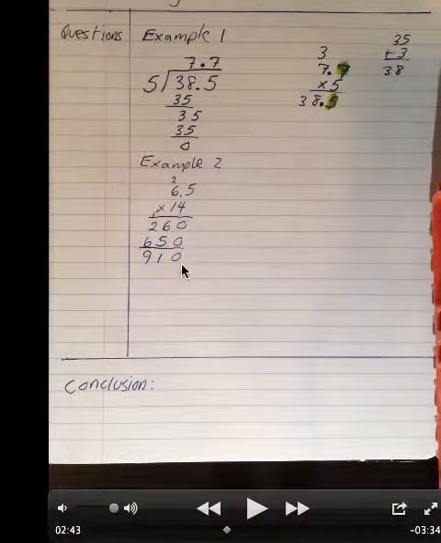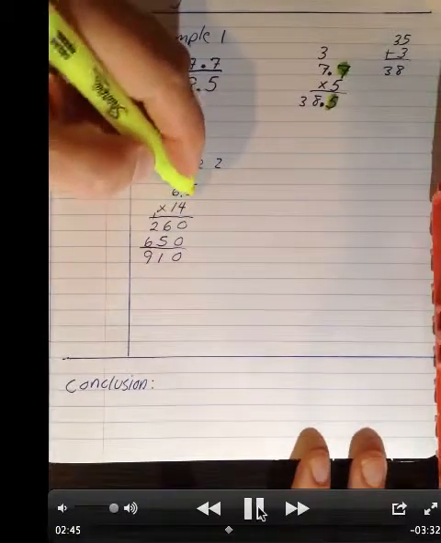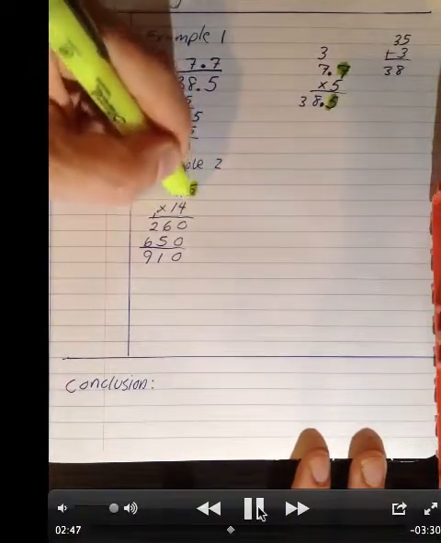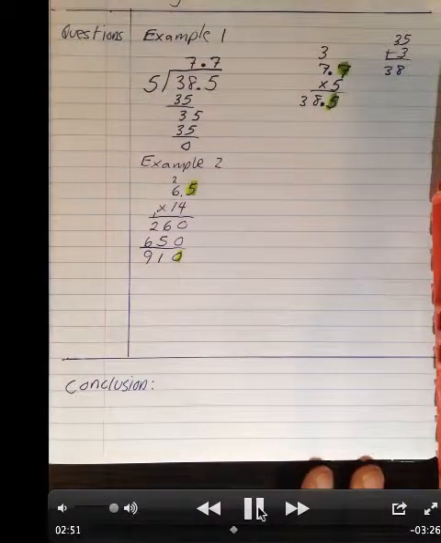Adding these columns together, 0 plus 0 is 0. 6 plus 5 is 11. Carry that 1. 1 and 2 is 3 plus 6 is 9. Now we have to determine where the decimal is. There's one digit to the right of the decimal point in our problem, so there's going to be 1 in our answer.